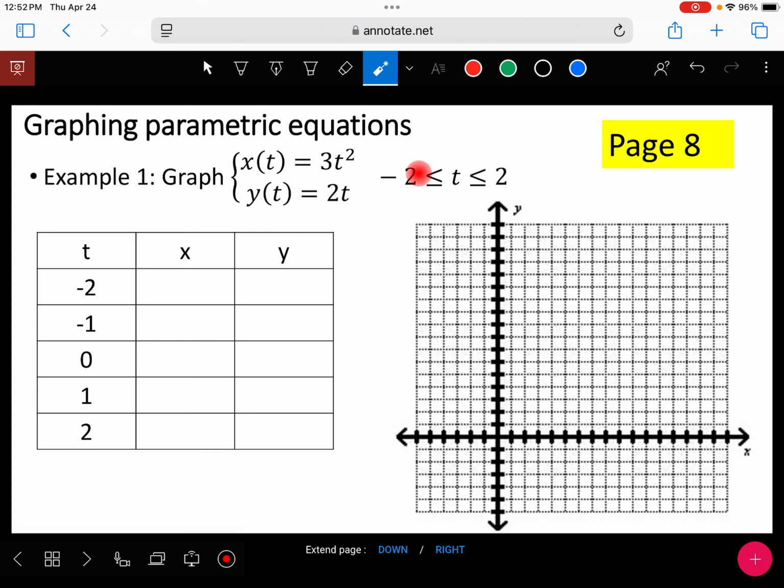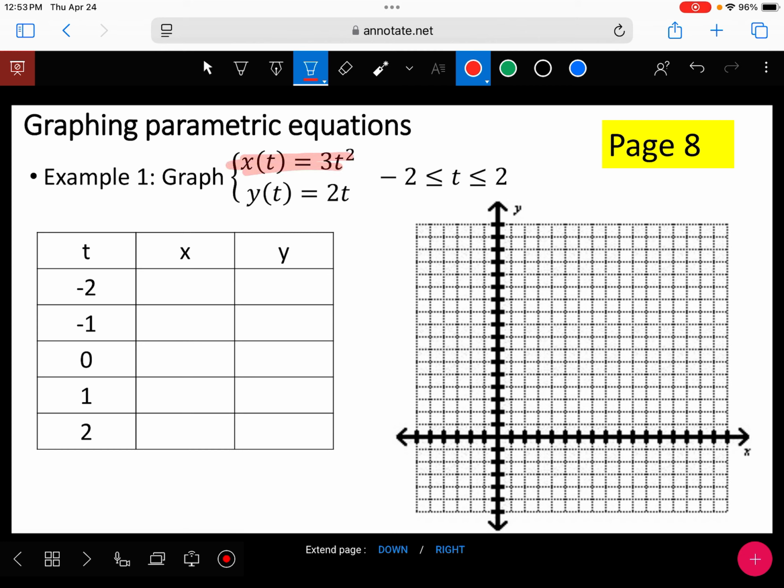So the main thing is we're going from -2 to +2, which is why in my first column, I only listed the t values from -2 to +2. So the next thing we're going to do is plug these 5 numbers.